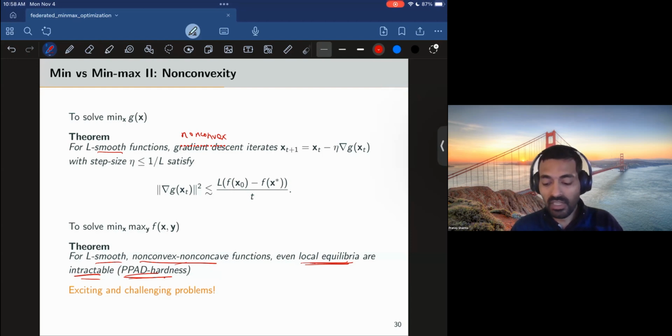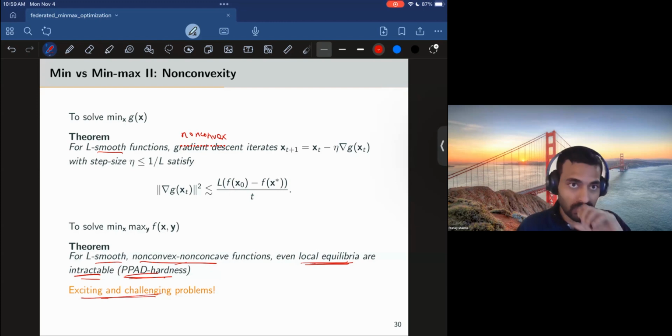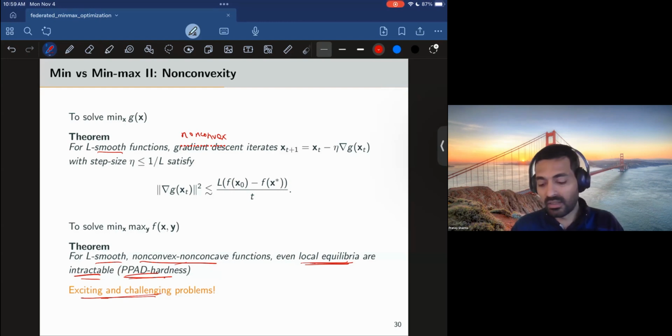So for this class of problems, min-max problems are much harder than simple minimization problems, right? And therefore, it's an active research direction. There has been some progress in recent years where they have tried to solve relaxations of this problem. And yeah, this is quite an interesting field of work if you're interested.